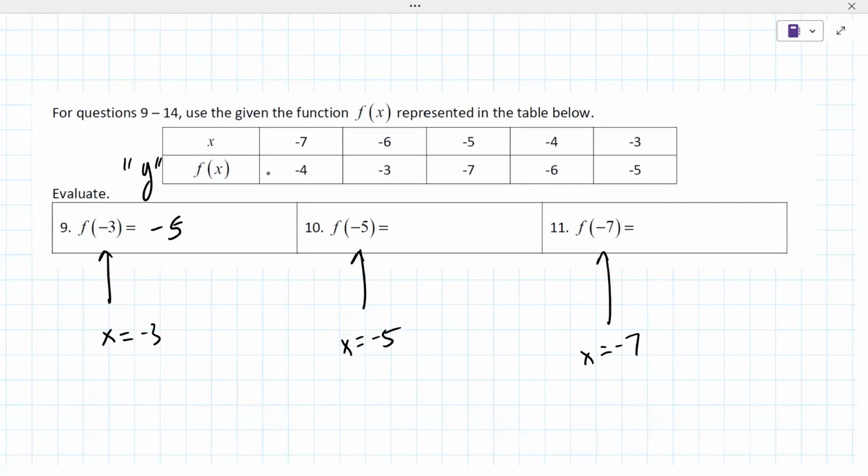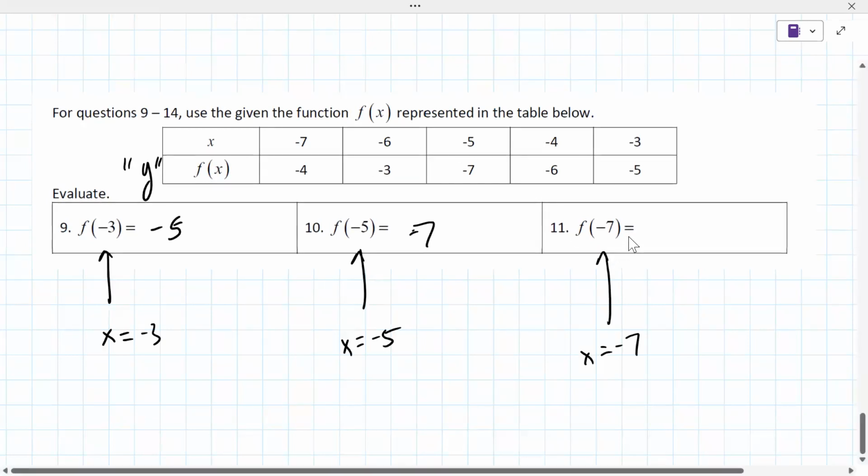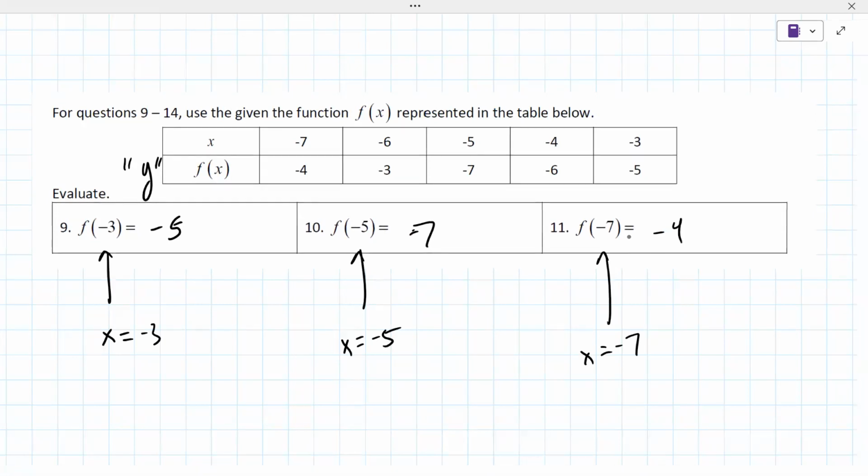And for number 10, it would be -7. Okay, good. And then for -7, it would be -4. Good, good. So not too bad. All right, let's look at number 12, but we have the table.